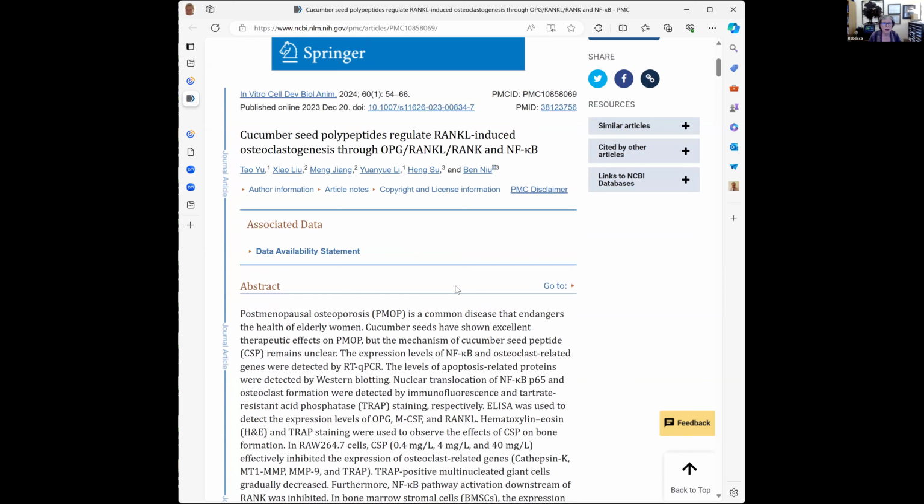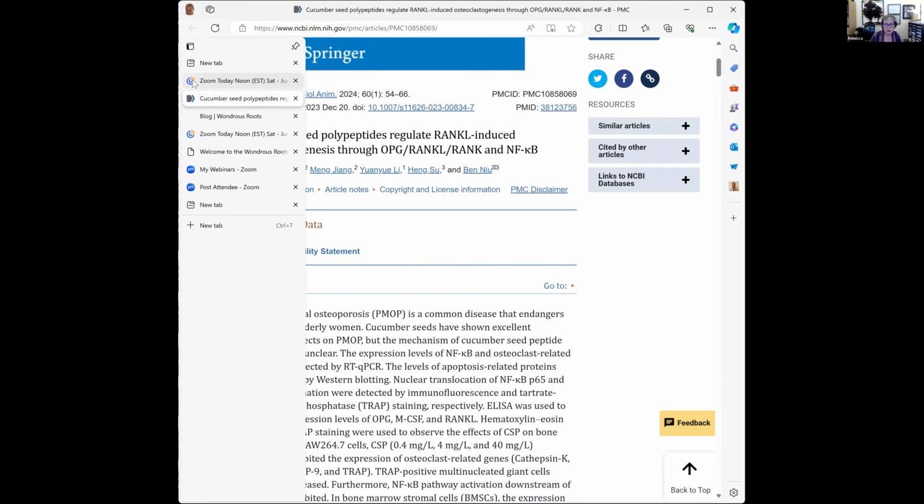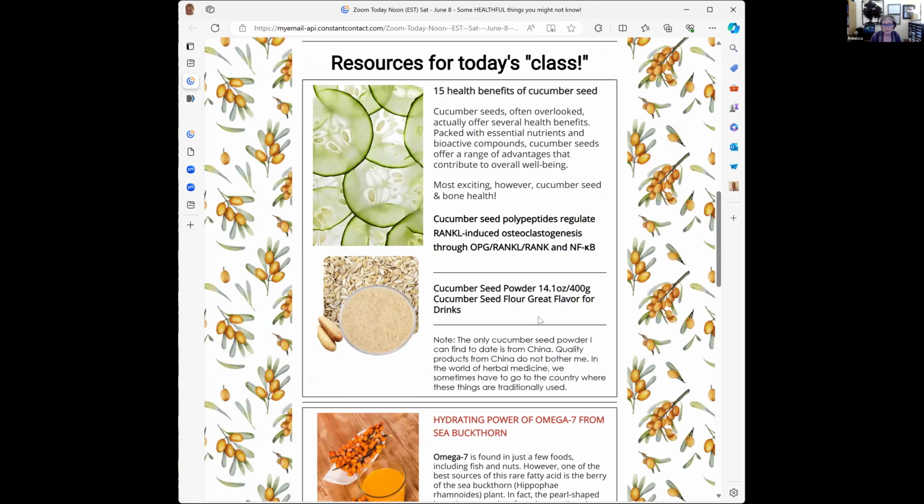Now, I did go to look for cucumber seed powder, and I have an email out to my client who told me about this, but I just sent it to her this morning. The only cucumber seed powder I can find is sourced in China. And I know a lot of people are wigged out about things that are sourced in China. So maybe cucumber seed powder is just not the bone thing you're going to do with all the other tools in the kit.